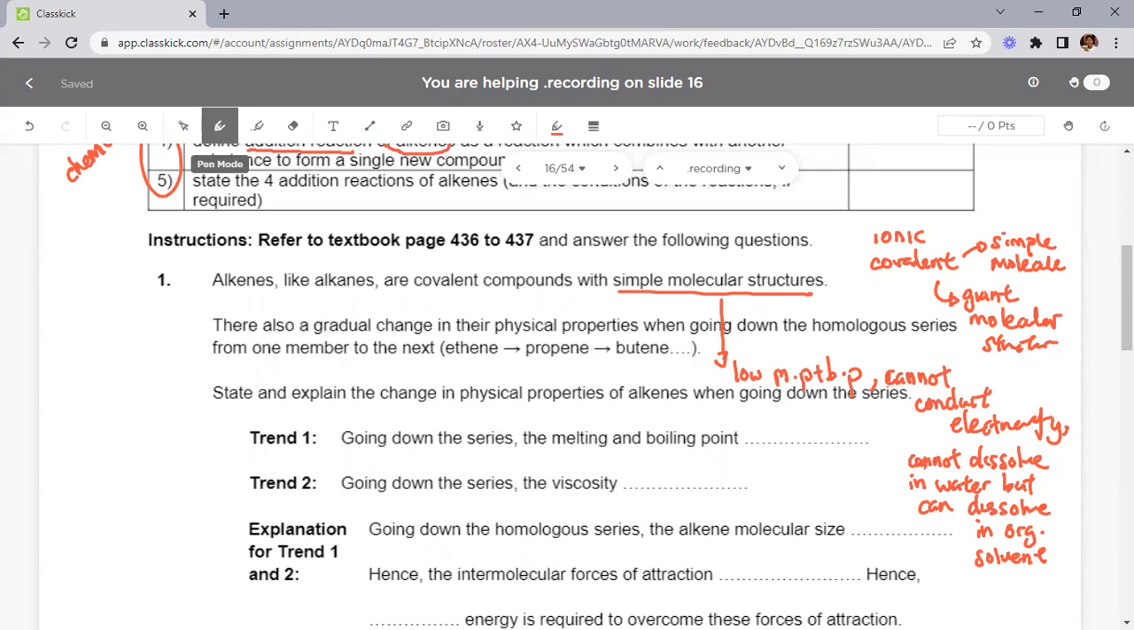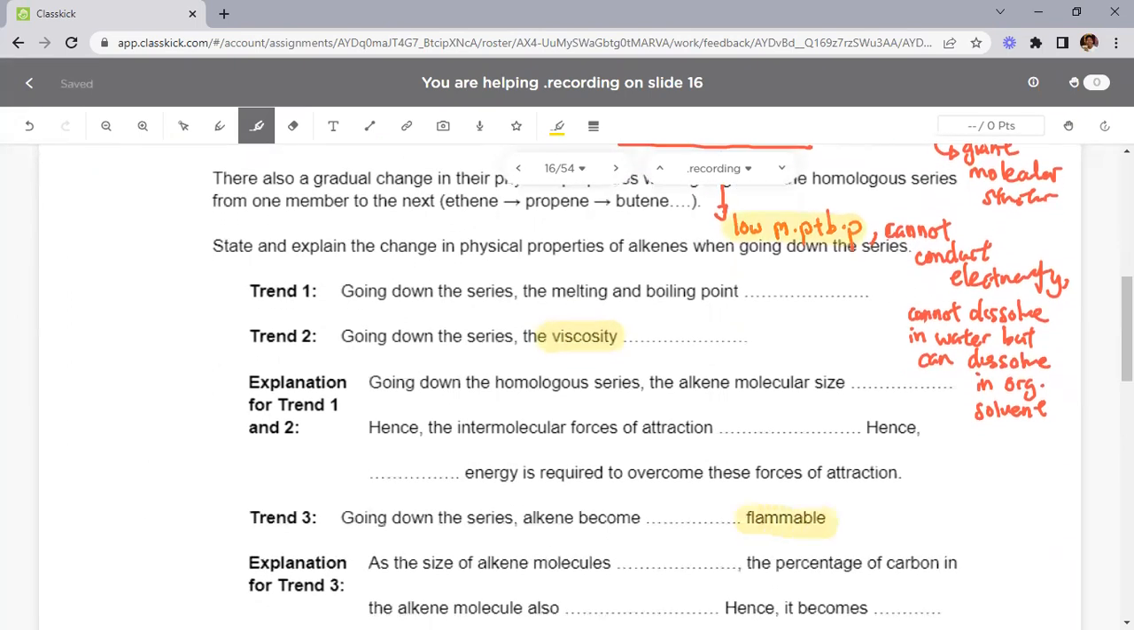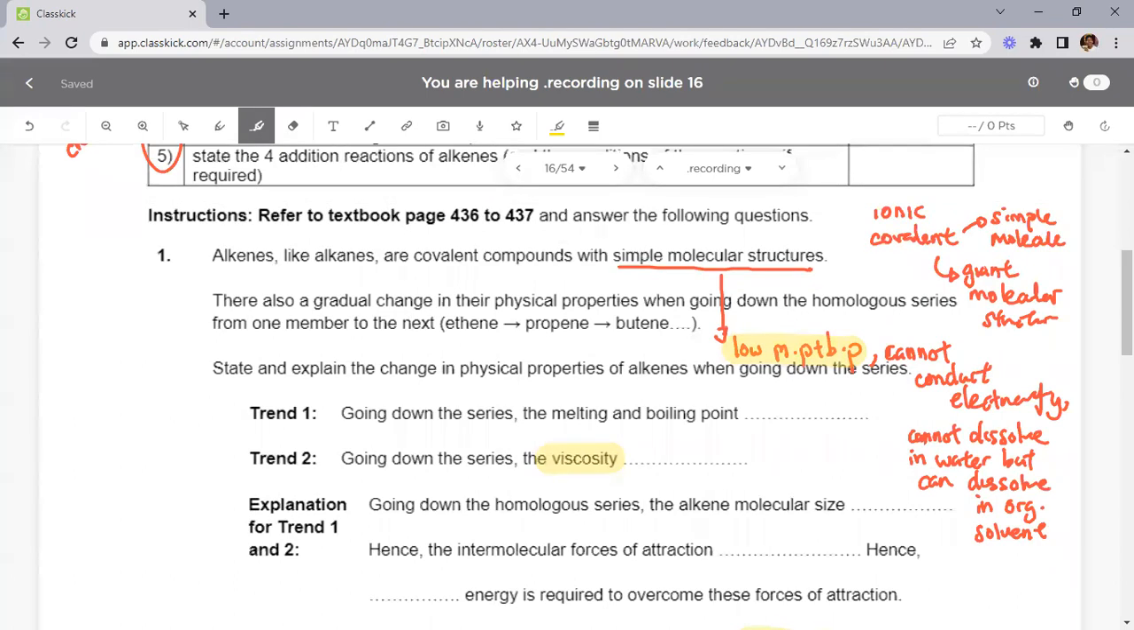Now, in alkenes, we're just going to touch on the low melting and boiling point, learning how to explain it a little bit. But we're also going to touch on the viscosity, and we're going to touch on the flammability. So we're not going to really talk about conducting electricity, or whether it can dissolve in water or not. All these are covered in your covalent bonding. The ones we're going to elaborate on a little more are the low melting and boiling point, the viscosity, and the flammability.